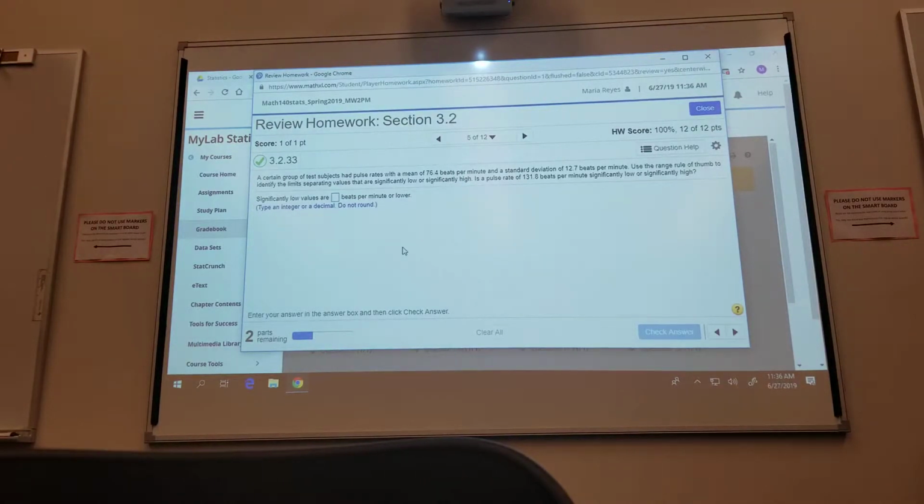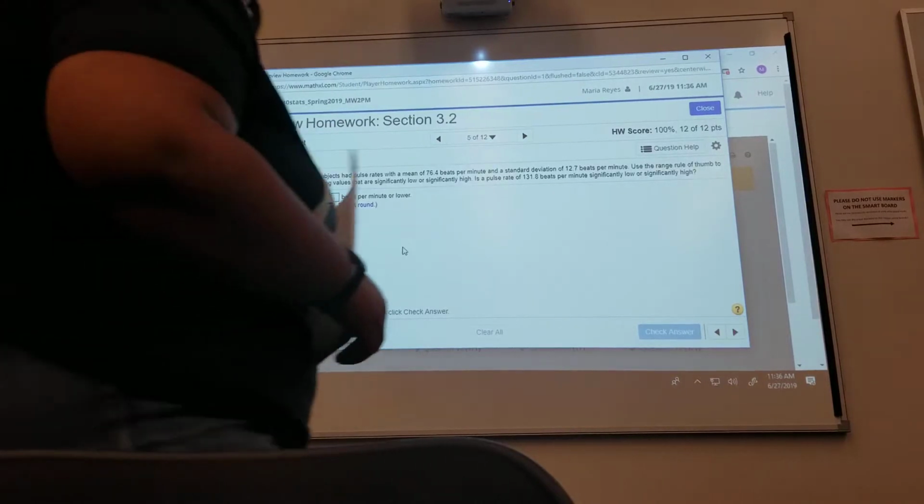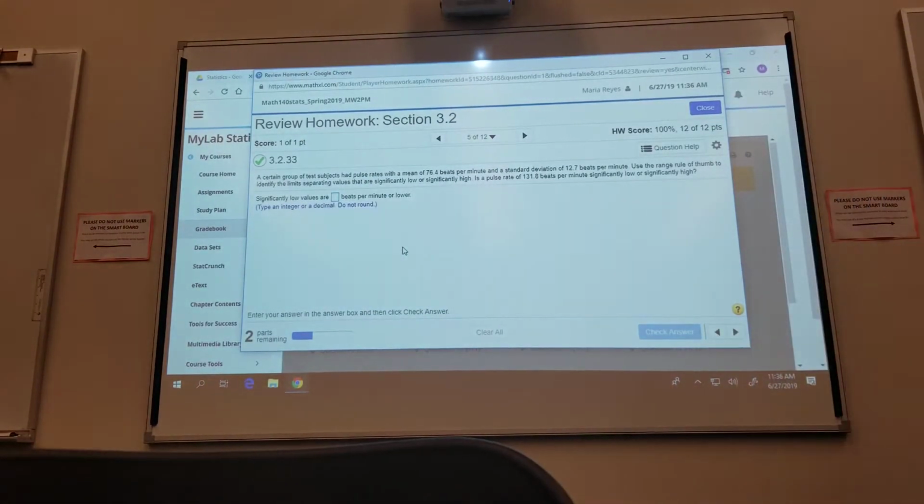Range. Where's the range rule of thumb? Where's the range? Is it 18? Yeah, it's 18. I think it's 18. There. Oh yeah, no shit. 3.2 and 3. Just look for 3.2 in here. Yeah, we were right. We were right. Let's just look at 3.2 up there.